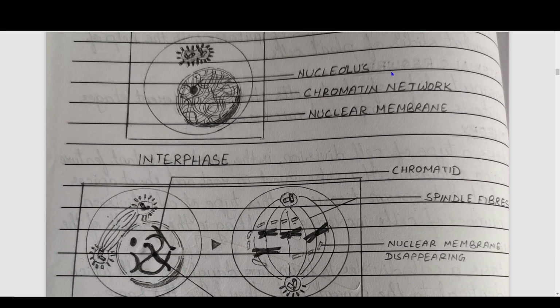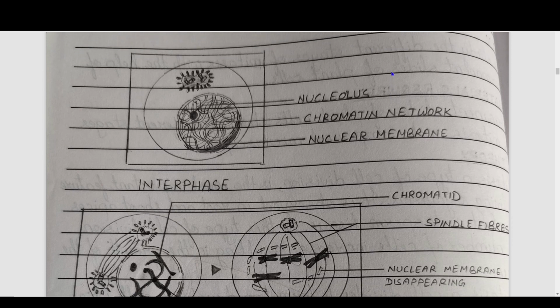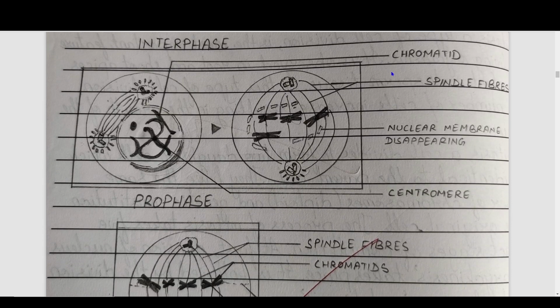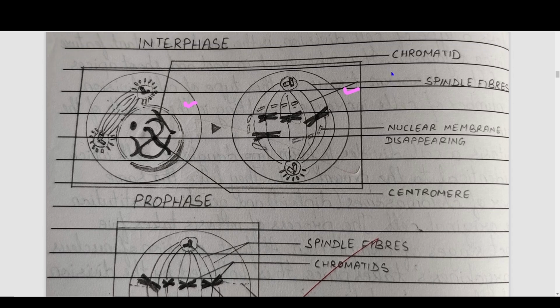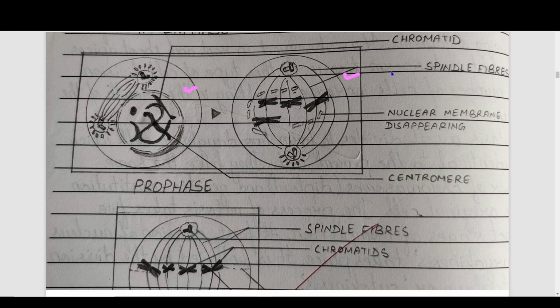On the left hand side of the page, you have to draw the diagrams. First is the interphase, the chromatin networks, then the intact nuclear membrane and the nucleolus that is clearly visible. Next stage is prophase, disappearing nuclear membrane, the early prophase, and this is the late prophase. Then the distinct chromosomes. Label the parts on the right hand side using capital letters.